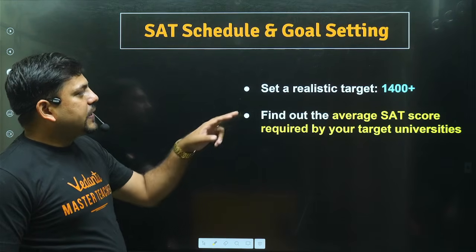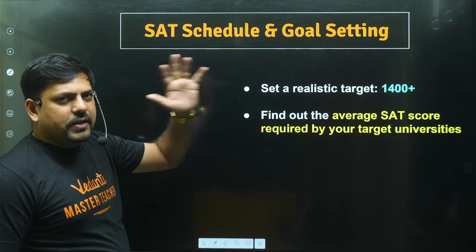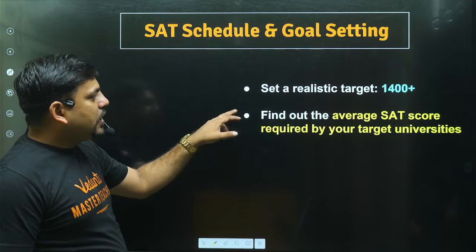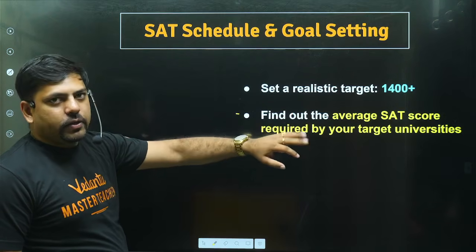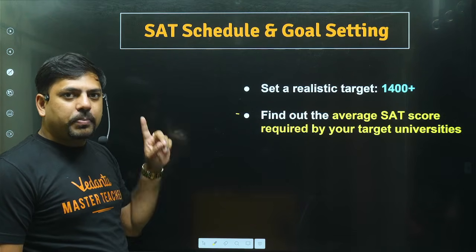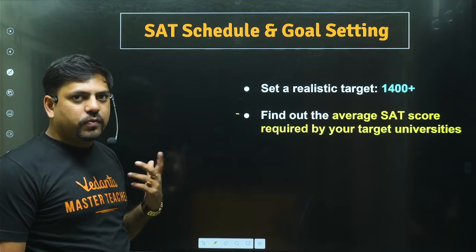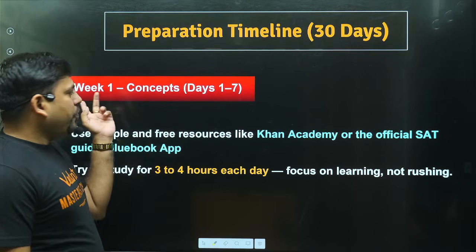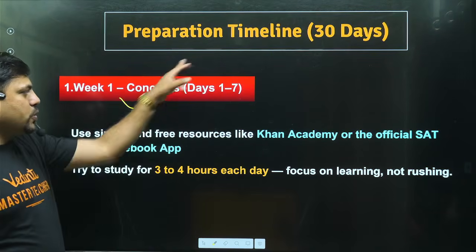SAT schedule and goal setting. So set a realistic target. 1400 plus is a good target, top 7%. Find out the average SAT score required by your target universities. You'll have to do it on your own by searching the websites for the average score at which they admit. Thereafter, for the first week, you should focus on concepts.